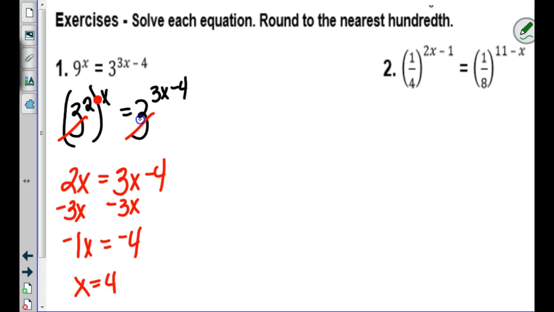These should always check, but if you wanted to go back and type on your calculator 9 to the 4th, and over here if you put a 4 in, you'd get 3 times 4 is 12, minus 4 is 8. You could check that those are equal, and they are. What about number 2?